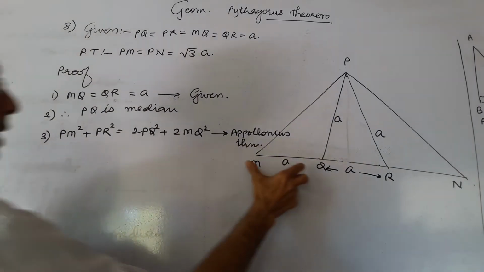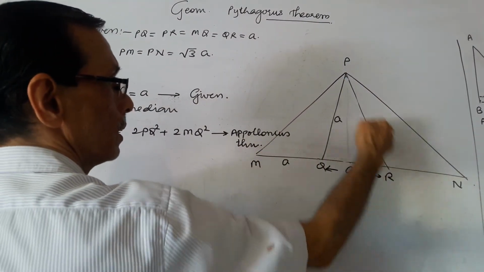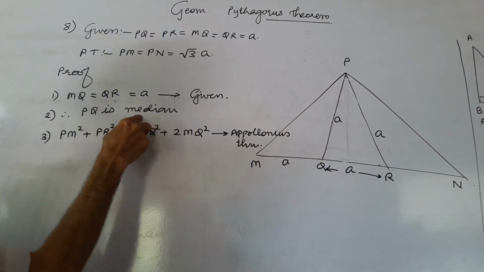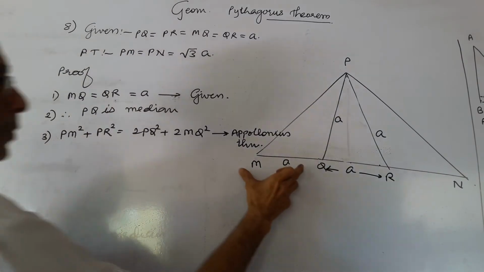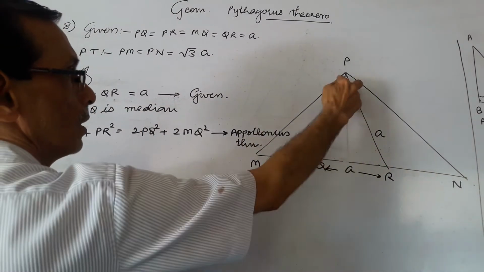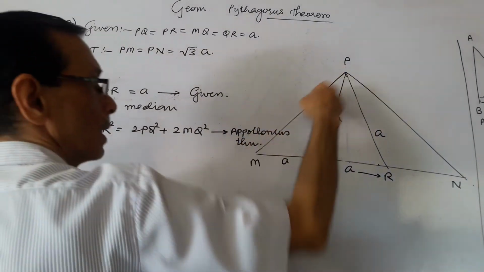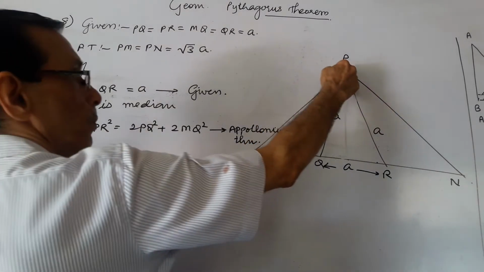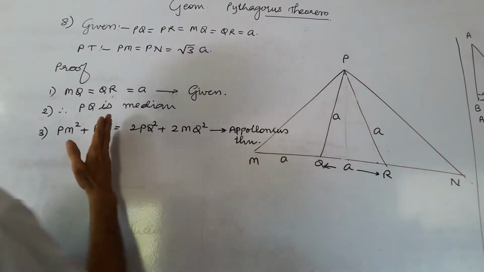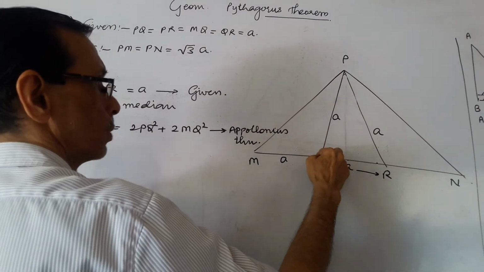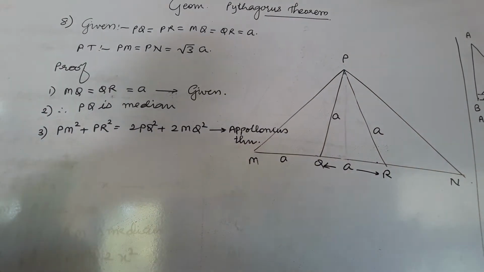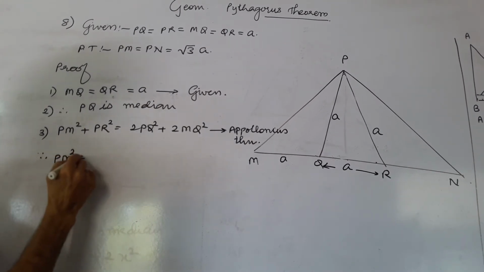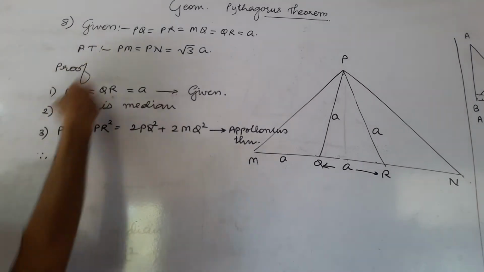Now let's begin. In triangle PMR, you will find these are equal. So PQ is median, because MQ equal to QR, and that is A. So since PQ is median, we can apply Apollonius's theorem to this triangle. According to Apollonius's theorem, we know PM square plus PR square on one side is equal to 2 PQ square plus 2 MQ square on the other side.